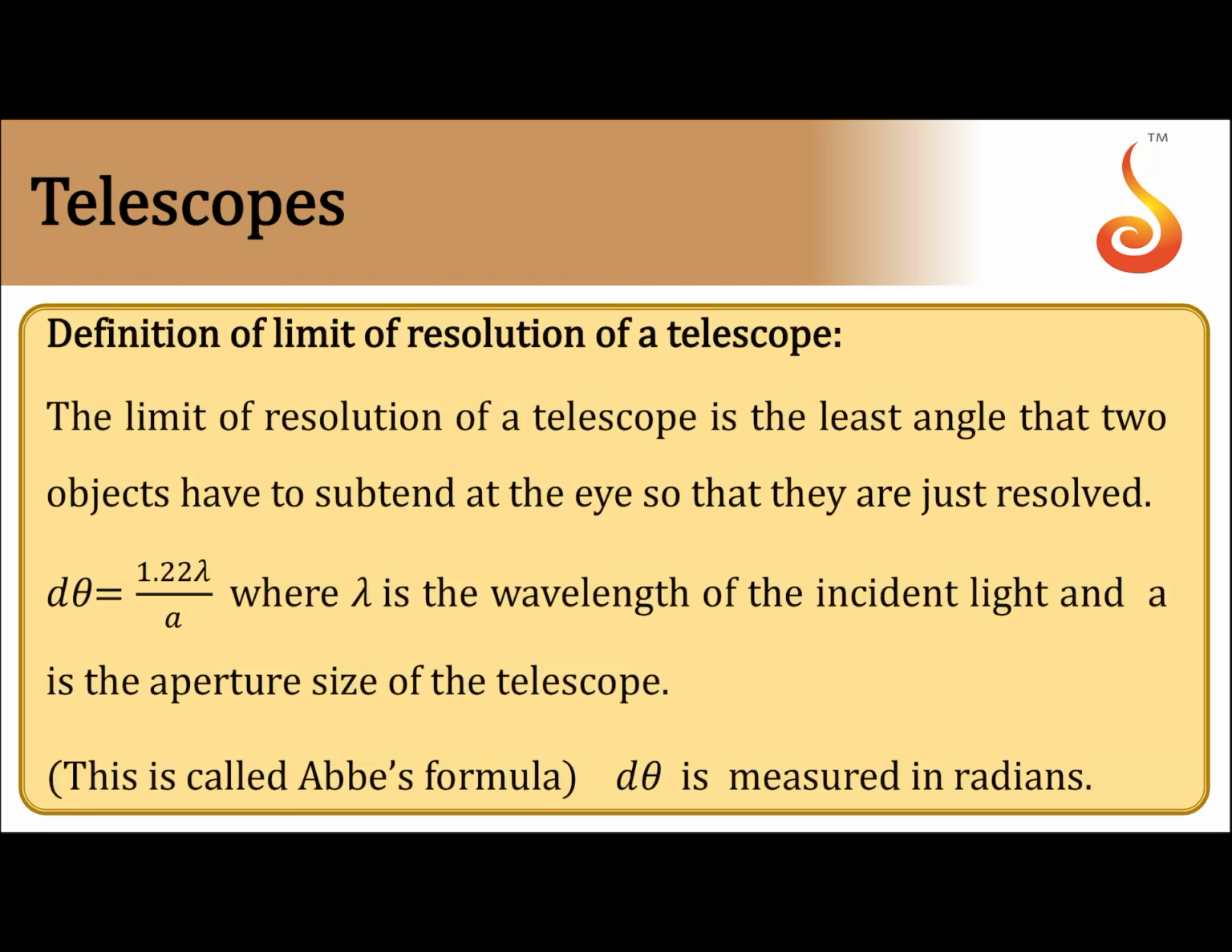The limit of resolution of a telescope is the least angle that two objects have to subtend at the eye so that they are seen to be just resolved. If I call it d theta, it will be equal to 1.22 lambda divided by a, or d. Here a is the diameter of the aperture of the telescope. This is called Abbe's formula. This d theta is measured in radians; the SI unit of angle is radians.